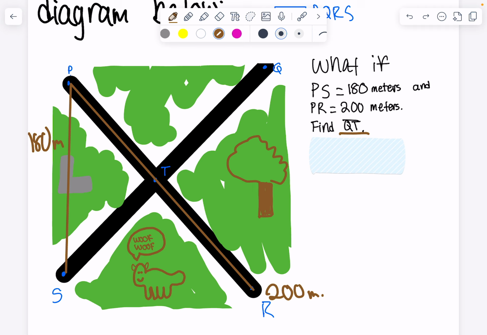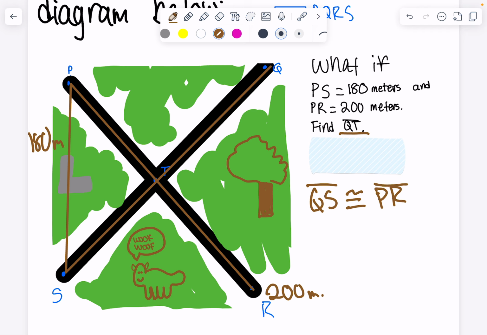Okay, so here's what I know. I know that diagonals of rectangles bisect each other. So the two diagonals in this case are QS and PR. Because they bisect each other, I know that the resulting line segments are congruent. Furthermore, I know that both diagonals are congruent. So QS is actually congruent to PR. Well, if PR is 200 meters, I know that QS has to be also 200 meters.